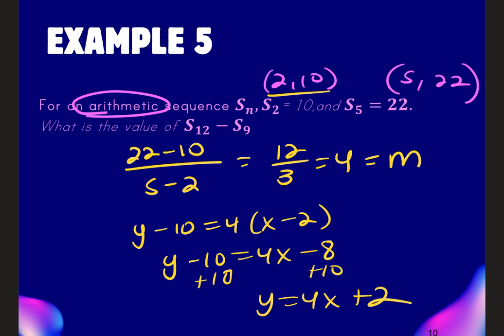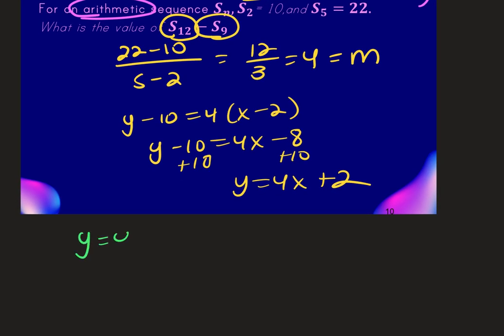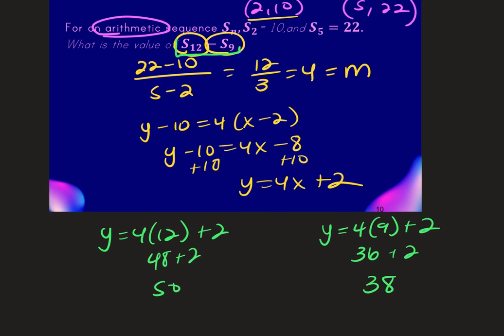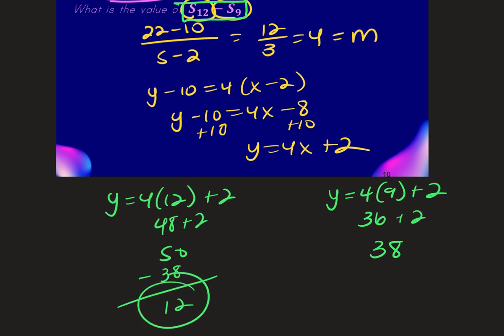Now, I'm not giving that as an answer, so I don't care about changing it to f of x. I can keep a y. I'm just going to now use that to find S of 12 and S of 9. So S of 12 would be y equals 4 times 12 plus 2, and S of 9 would be y equals 4 times 9 plus 2. 48 plus 2, which is 50. 36 plus 2, which is 38. And it says, what's the difference between them? So 50 minus 38 is 12.